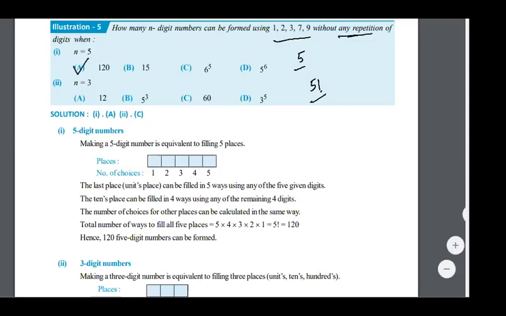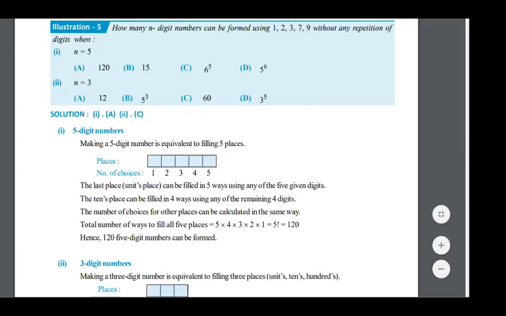Very good, everyone. Now, second one, when n is equal to 3. Yes, Priyanshu, very good. So if n is equal to 3, we'll have 5 options into 4 options into 3 options, right? Which is 60. So easy, everyone.